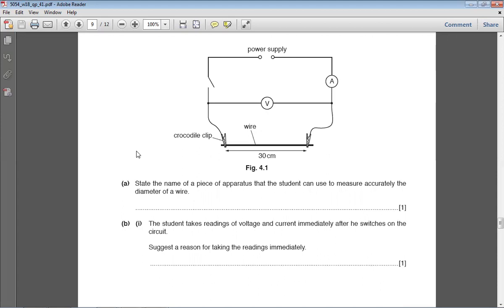So when the heat is produced, the temperature of the wire will increase, and that will increase the resistance, and that will automatically change the amount of current flowing in the circuit, and that can alter our results, because due to the heat produced, the resistance of the wire will increase. So that's why he immediately takes the reading and switches off the current.